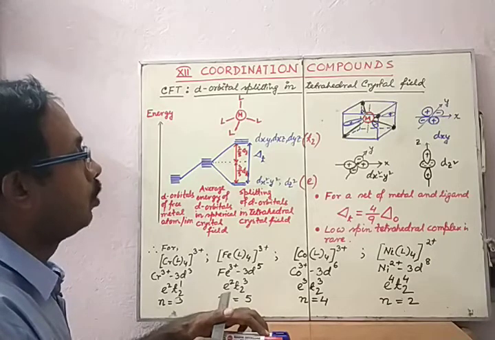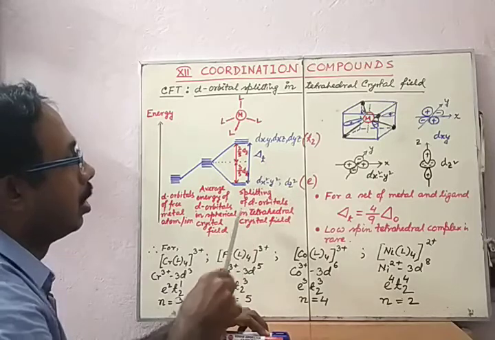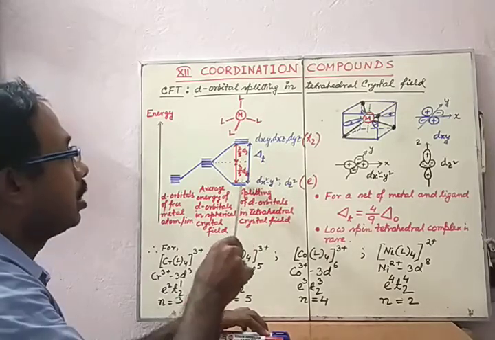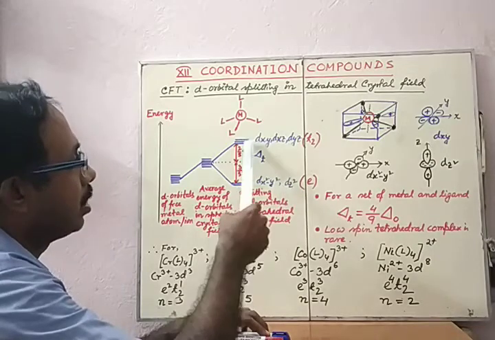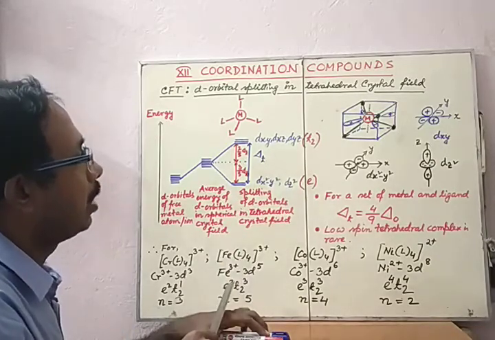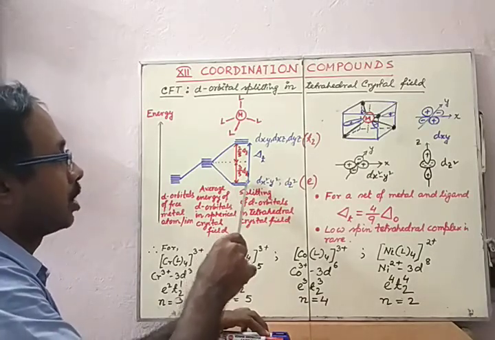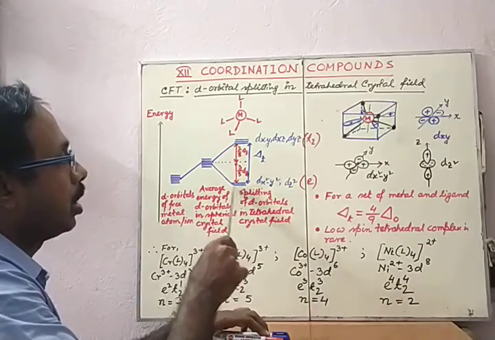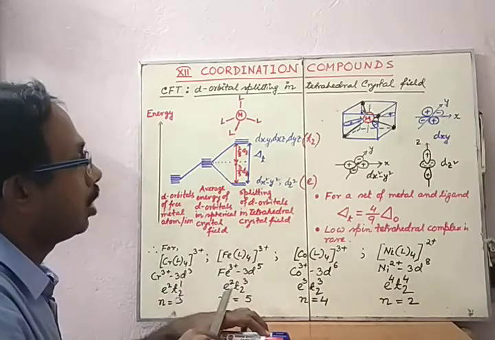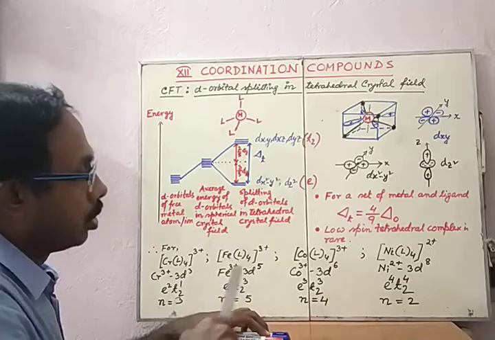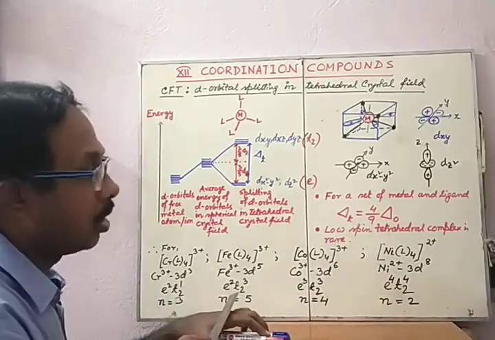Therefore, since this separation energy is not so high, electrons can easily move to the higher energy orbital in the T2 state, and therefore in most cases electrons do not get paired up in the lower energy orbital without going to the higher energy state in the T2 level. So that's why low spin tetrahedral complex is rare.